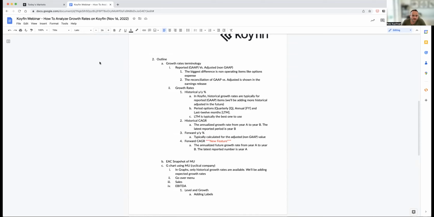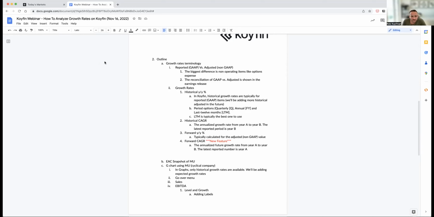It's really important to understand where a stock is in a cycle relative to its history, or relative to its peers, on all these fundamental metrics. Koyfin has a lot of tools to do that, and we'll go over some of those tools in terms of how to look at growth rates, what they mean, and how to think about them.